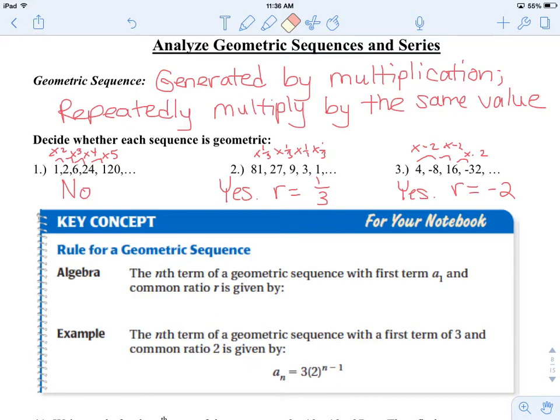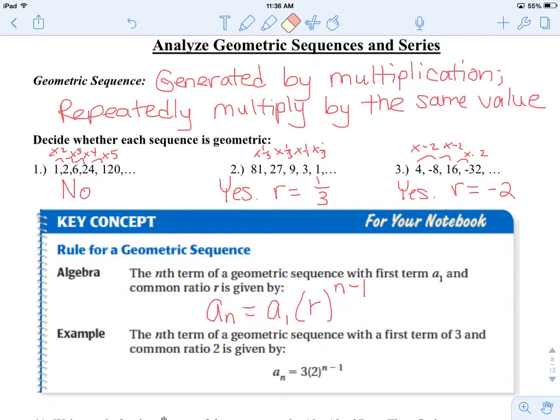Key concept. The rule for a geometric sequence. The nth term of a geometric sequence with first term a sub 1 and common ratio r is given by a sub n equals a sub 1 times your common ratio to the n minus first power. The n is now in the exponent because repeated multiplication is done through exponents. An exponent means take the base and repeatedly multiply by it. We have to have the n minus 1 because we didn't work backward and find the 0 term. We're using the first term. The n minus 1 will account for that and back up the exponent by 1 for every n value we plug in.